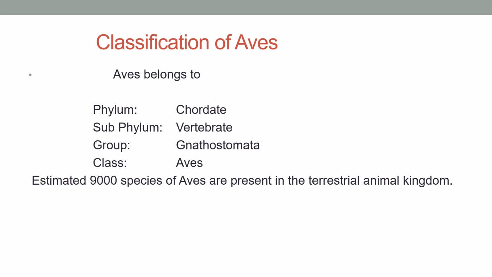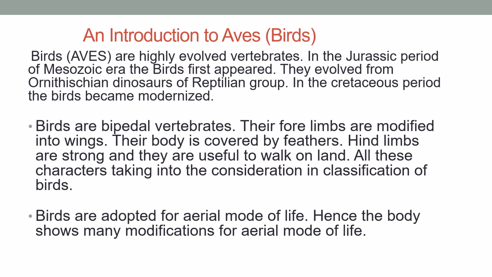Coming to the classification of aves. Aves belongs to the phylum Chordata, subphylum Vertebrata, group Gnathostomata, and the class Aves. There are nearly an estimated 9,000 species of aves present in the animal kingdom. As we have discussed a small note on the introduction, let's move forward.